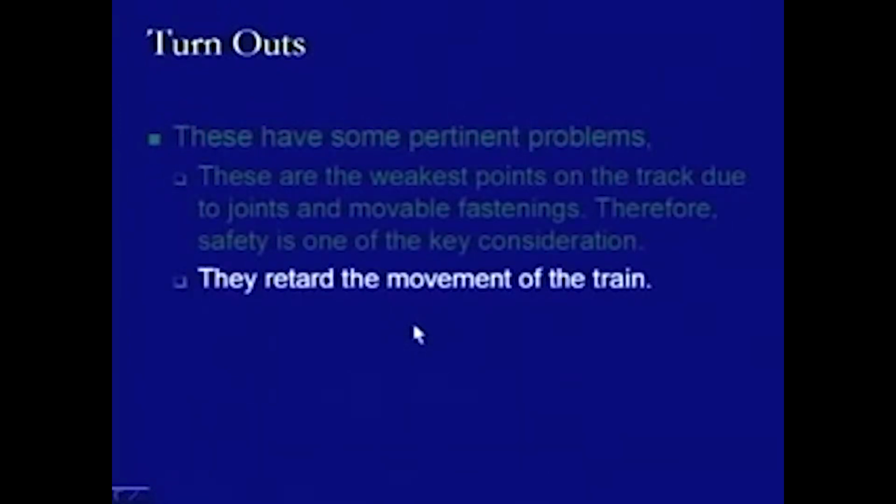Then they also retard the movement of the train. This is another aspect, because at this point the train has to reduce its speed. So, when the speed is reduced, the overall movement of the train is slowed and it takes a little longer time, depending on the number of locations where turnouts or crossings have been provided.